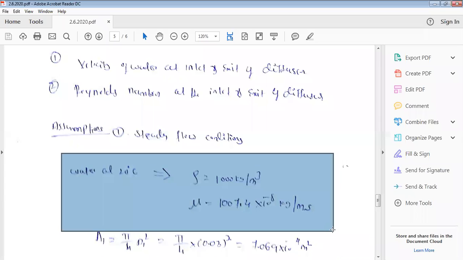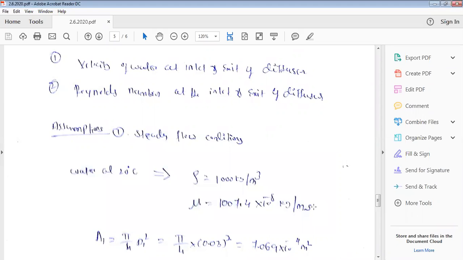In the table titled properties of the fluid, if you go there, water is given, and if you look at the parameters, water at 20 degrees Celsius, the kinematic viscosity and density are given.